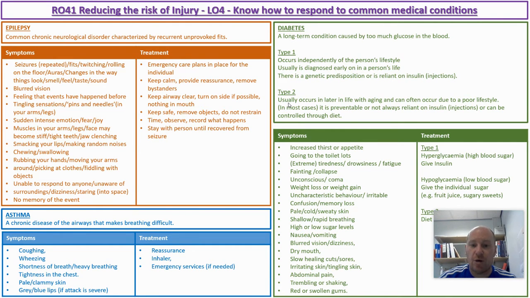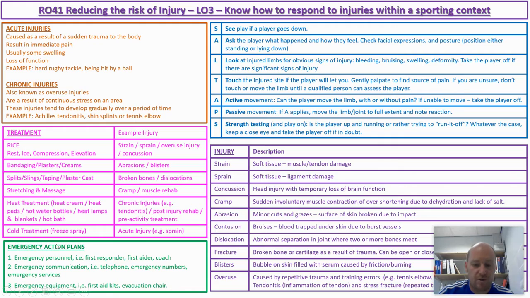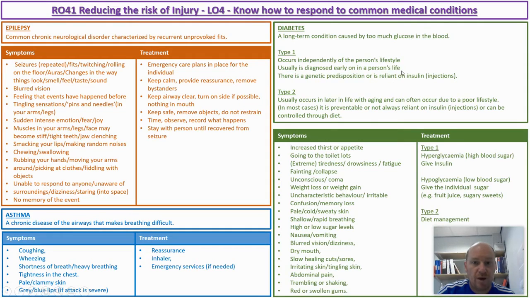Now, again, I'm not going to go through this in massive detail. I'm just going to give you a really quick overview of what these three conditions are, and then you can look at that in detail yourself. So the first ones are these three: epilepsy, asthma, and diabetes. And this is here with you all the time, so you can pause this video and look at this. You can see the symptoms, and the symptoms are the signs or the things that show that is happening. So for epilepsy, we've got those symptoms. Asthma, we've got these symptoms. Diabetes, we've got these symptoms and the treatment.